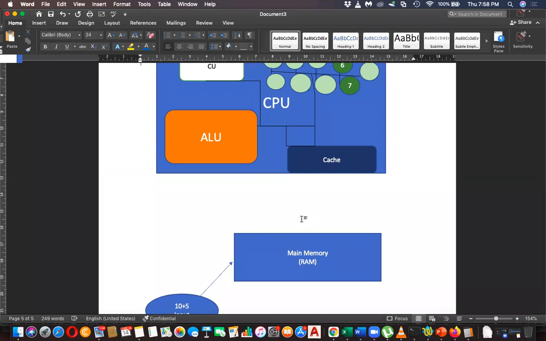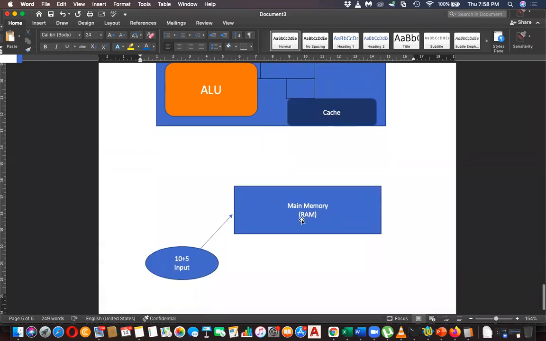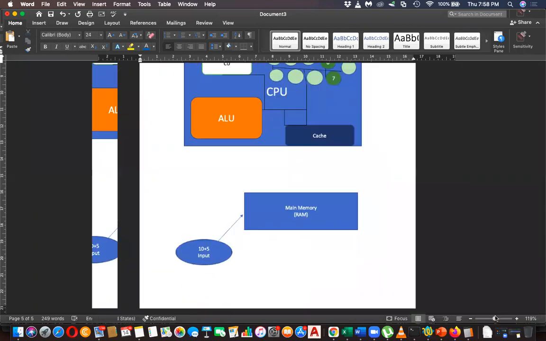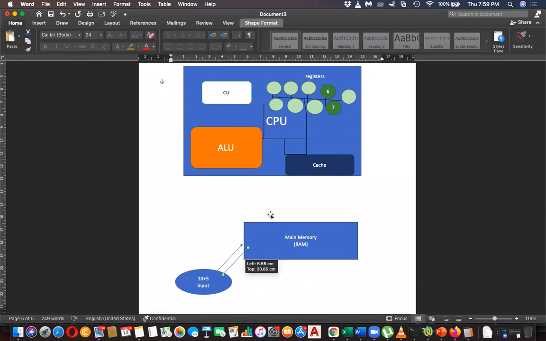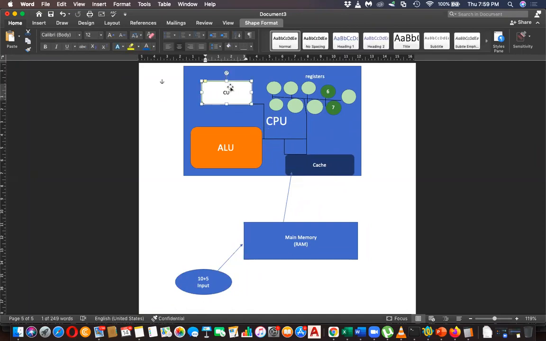Memory can do memorizing only. It cannot do calculations. Where do calculations happen? In ALU, yes. First you send this to cache memory for the current processing. From cache memory, ALU will take this and CU will instruct. CU is the instructor. He's instructing ALU: hey, add these two numbers, solve the question and give it to me.